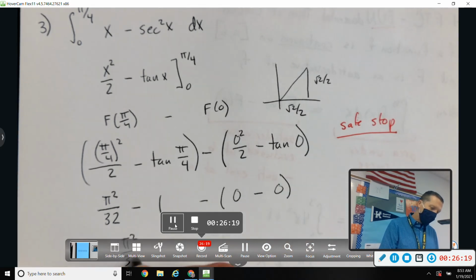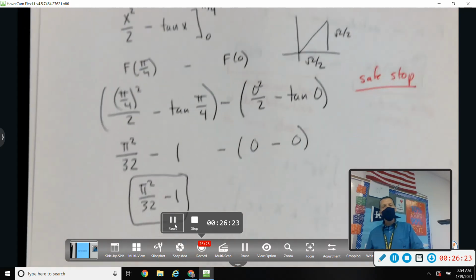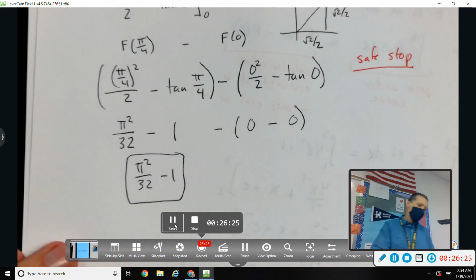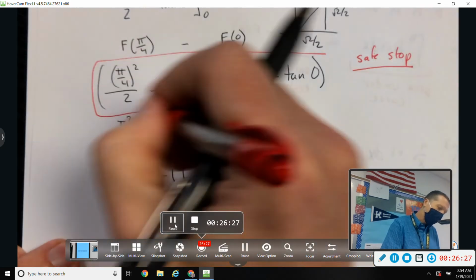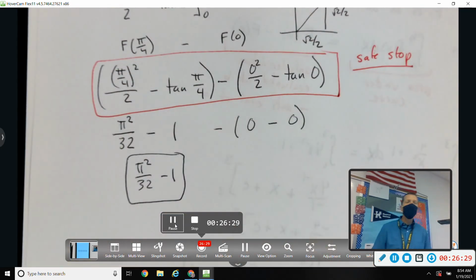So, again, back of the book is going to say pi squared over 32 minus 1. You're probably going to say, why am I messing with that? That's calculator ready. If you want to know the tangent of pi over 4, you figure out the tangent of pi over 4. Right? That's not calculus. That's not my problem.